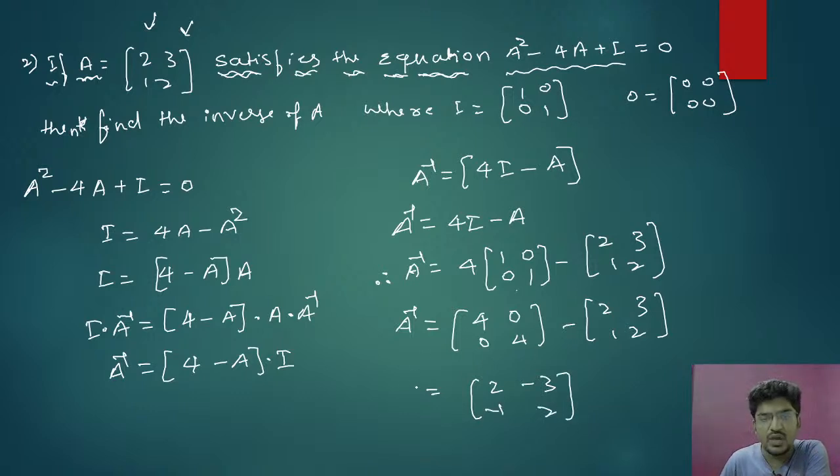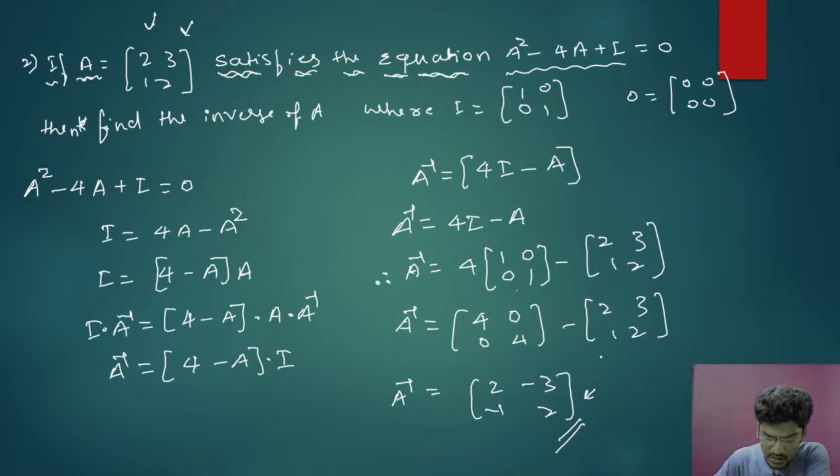So this is equal to A inverse. Therefore this is your answer: 2, minus 3, minus 1, 2. Clear? So by using this, we have solved it: 2, minus 3, minus 1, 2. Therefore this is your required answer.